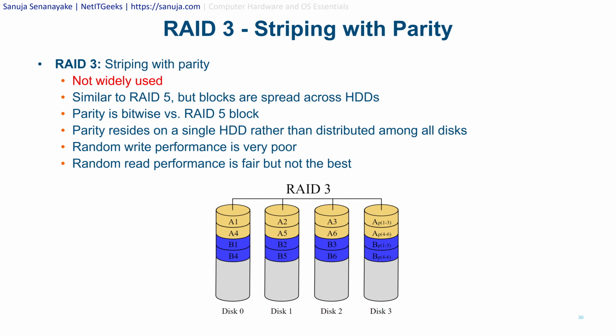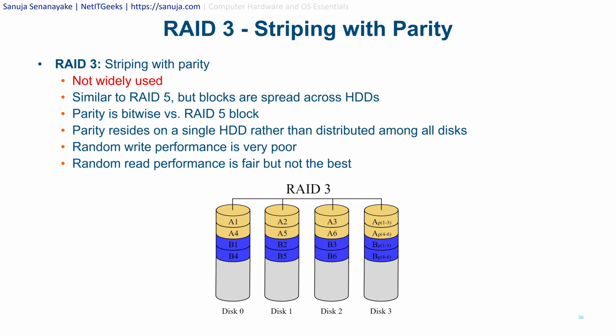Same goes with RAID 3, which also uses striping with parity. Again, not typically used in the field in modern day. It is similar to RAID 5, but blocks are spread across hard drives. Parity is something called bitwise, as opposed to RAID 5 block parity. Again, I'm not going to go into depth on the differences between bitwise parity and RAID 5 block parity. Just so you know, it is different from RAID 5, even though RAID 3 is similar to RAID 5. It uses different types of parity.